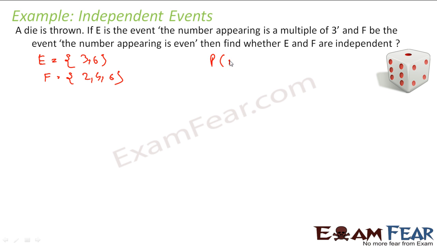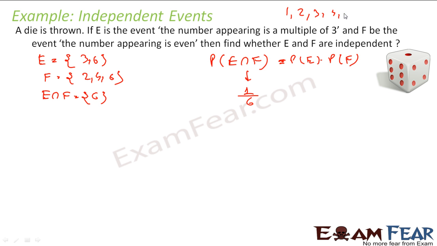If I can prove that probability of E and F is equal to probability of E into probability of F, that means it is independent, correct? So what will E intersection F have? This will have element 6, that's the only common element. So probability of E and F will be 1 by 6, because the total sample space will have 1, 2, 3, 4, 5, 6 elements. 1 by 6. And probability of E will be 2 by 6, because there are 2 elements in E by 6. And probability of F will be 3 by 6 because F has 3 elements by total number of elements. So if you see, both LHS and RHS are equal, thus I can say that it is independent, right? It is independent.